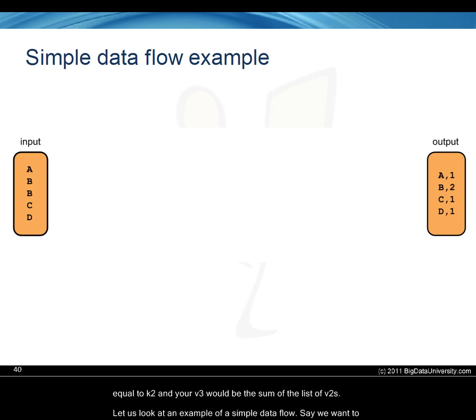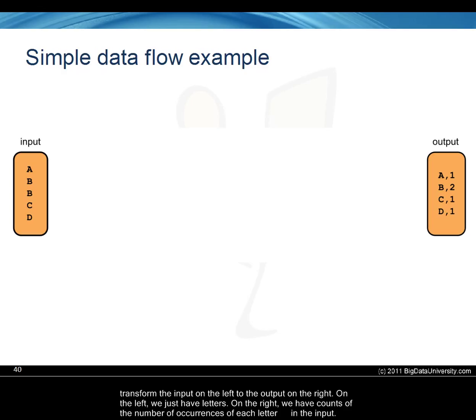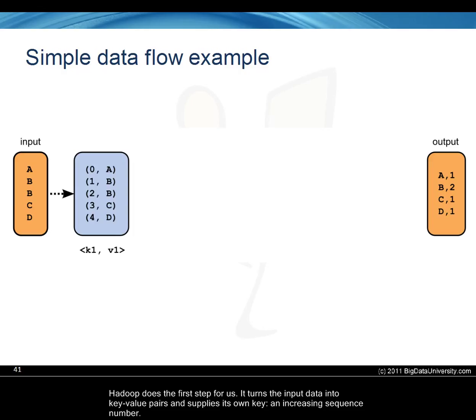Let us look at an example of a simple data flow. Say we want to transform the input on the left to the output on the right. On the left, we just have letters. On the right, we have counts of the number of occurrences of each letter in the input. Hadoop does the first step for us.